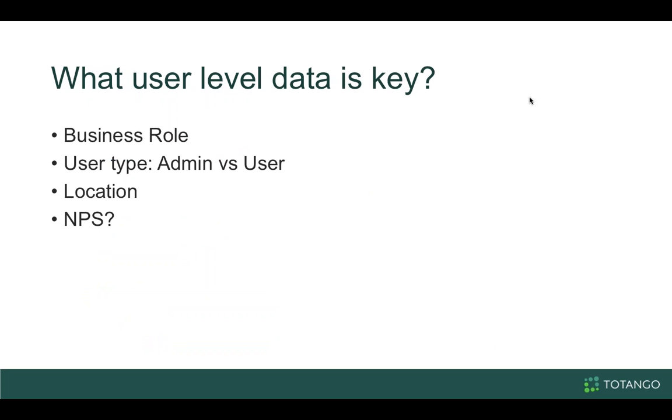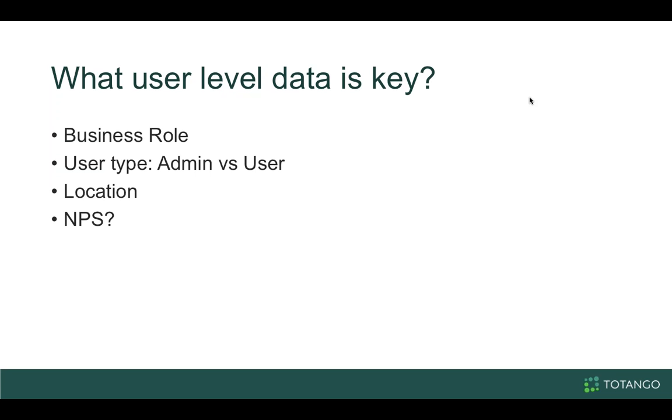Now, if we talk about the specific user level information that is key for you as a business, one of the common examples is obviously business role. Is this a CEO? Is this a project manager? Is this a marketing coordinator? Who are these people, and how relevant is my campaign going to be if I don't have this information? So having that insight available to us is very important.